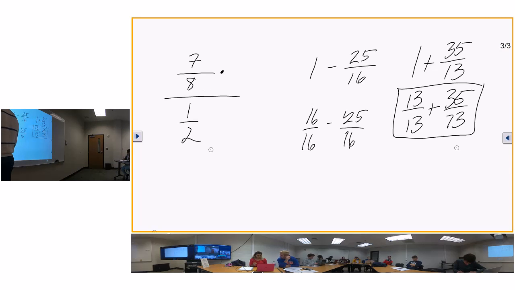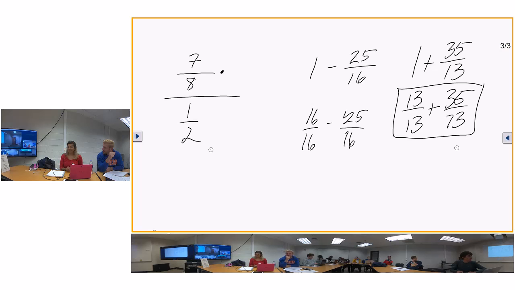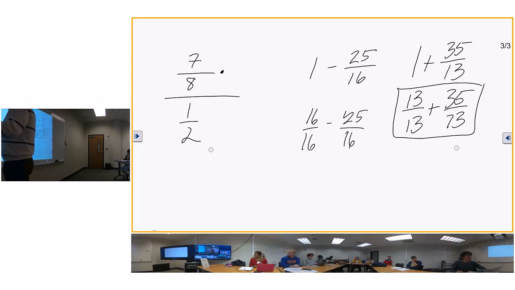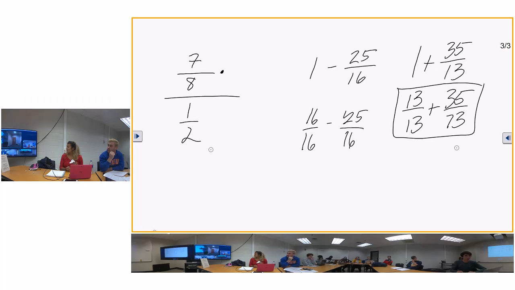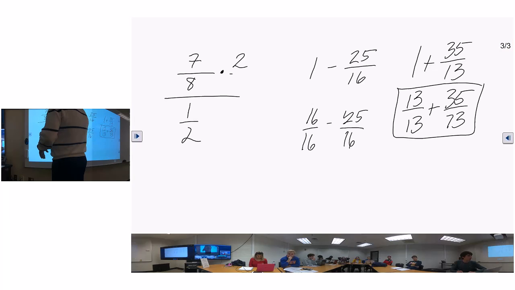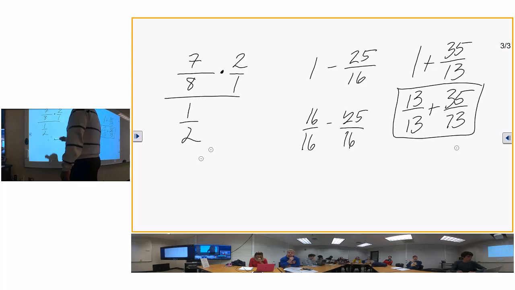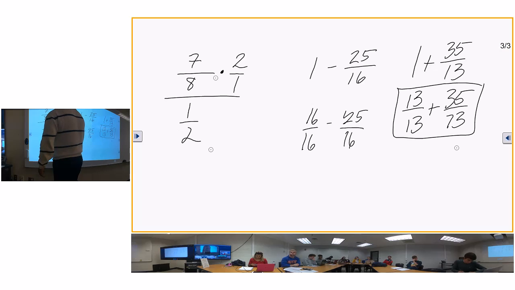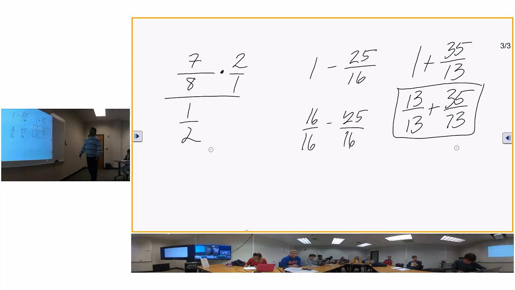Are y'all listening? Does anyone have a question? Okay, you multiply by 2 over 1. So when you divide by a fraction, you multiply by the what? The reciprocal. Does that make it a little bit better?